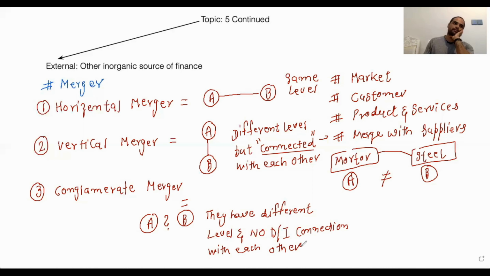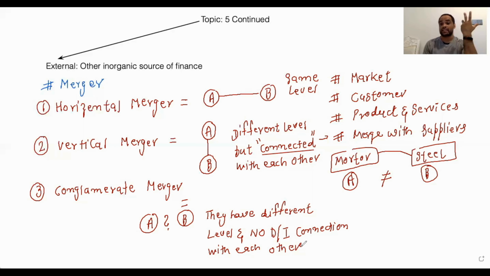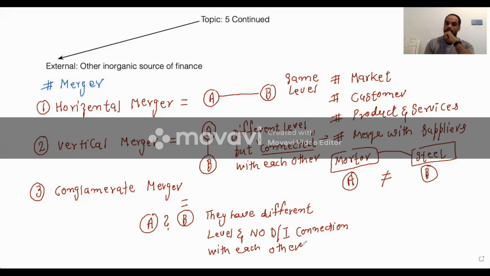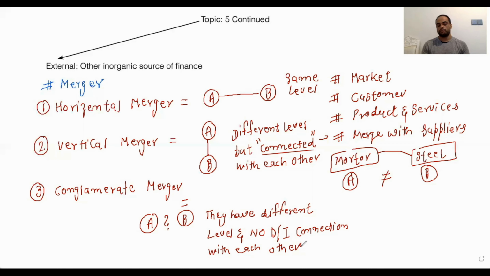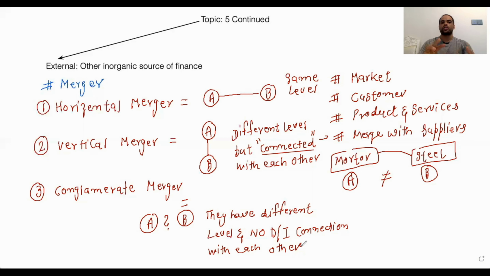So what could be an example of conglomerate? Let's take the example of a bank and a steel industry, or a bank and another manufacturing industry. Bank is a service sector. They are providing service. They have a different market, different customers, different product and service. Steel manufacturers also have a different market, different customer, different product and service. Besides all this, they have no relations at all. The bank is not taking any services from this company, and this company is not taking any services from the bank. This kind of merger is called conglomerate. All right. So this is an external, inorganic source of finance.